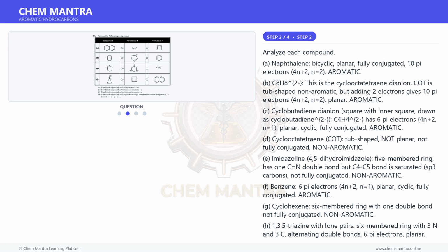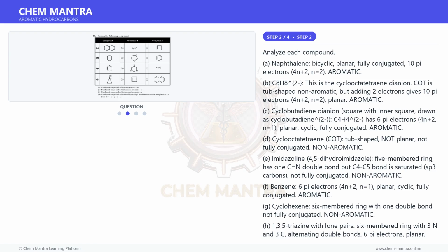Aromatic. D. Cyclooctatetraene, COT, tub-shaped, not planar, not fully conjugated. Non-aromatic. E. Imidazoline, 4,5-dihydroimidazole. The 5-membered ring has 1 C double bond N but the C4, C5 bond is saturated, sp3 carbons, not fully conjugated. Non-aromatic. F. Benzene, 6 pi electrons, 4n plus 2, n equals 1, planar, cyclic, fully conjugated. Aromatic. G. Cyclohexene, 6-membered ring with 1 double bond, not fully conjugated.